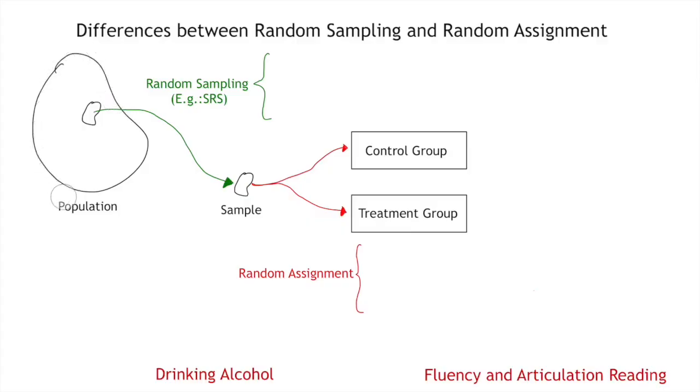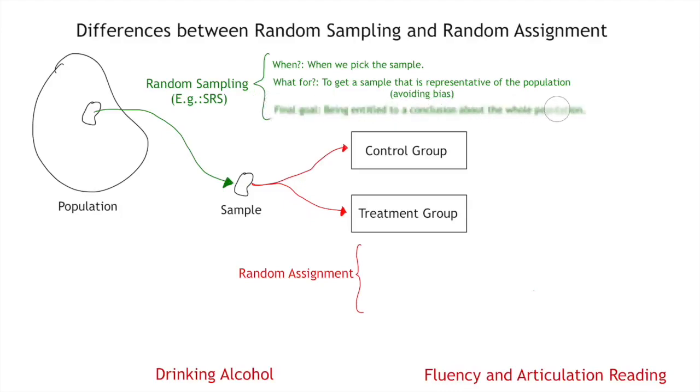Here we have our population. We are going to pick a sample. It is in this moment when we can apply random sampling. The basic example is a simple random sample. So for random sampling, you must know when we pick the sample. What for? To get a sample that is representative of the population, avoiding bias. Final goal, being entitled to a conclusion about the whole population.